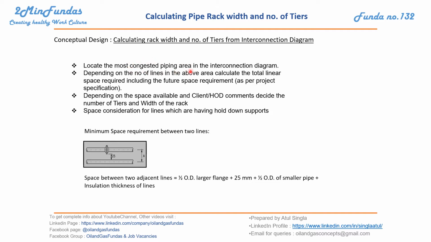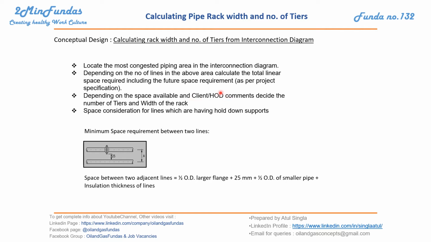This is the first thing to decide the width of the pipe rack. Depending on the number of lines in the above area, calculate the total linear space required, including the future space. Now if we know how many lines are there, and we know the spacing criteria, and we know the future space required, and we have already located the congested piping area, then clubbing all these things, we can decide the width of the pipe rack depending on the space available and the client/HOD.